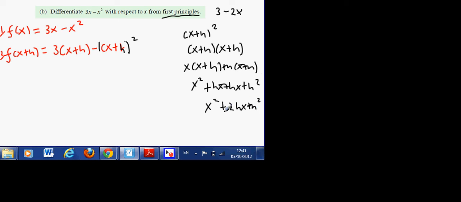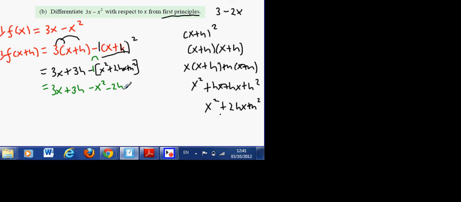And then you get x squared plus 2hx plus h squared. What I did there was only for this part here. Okay, so it's actually quite a long one. So 3x plus 3h minus x squared plus 2hx plus h squared. Okay, now tidy this up. You need to multiply by minus, and now you're going to get 3x plus 3h minus x squared minus 2hx minus h squared. We aren't even on step 3 yet.